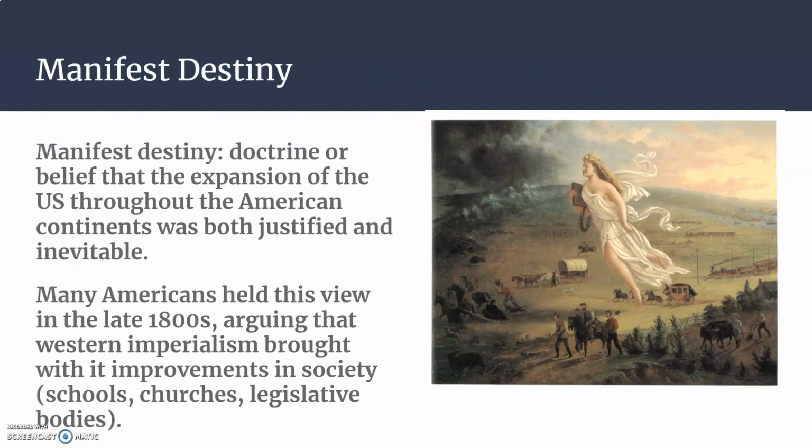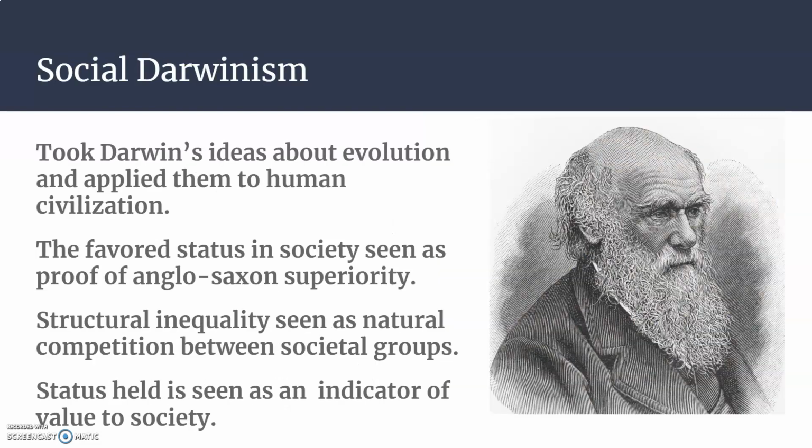And many Americans held this view in the 1800s. They argued that Western imperialism brought with it improvements to society for the cultures that were dominated or displaced by these policies, that these American settlers built schools and churches. They brought with it the American style of government, and therefore this was benefiting the cultures that we were displacing.